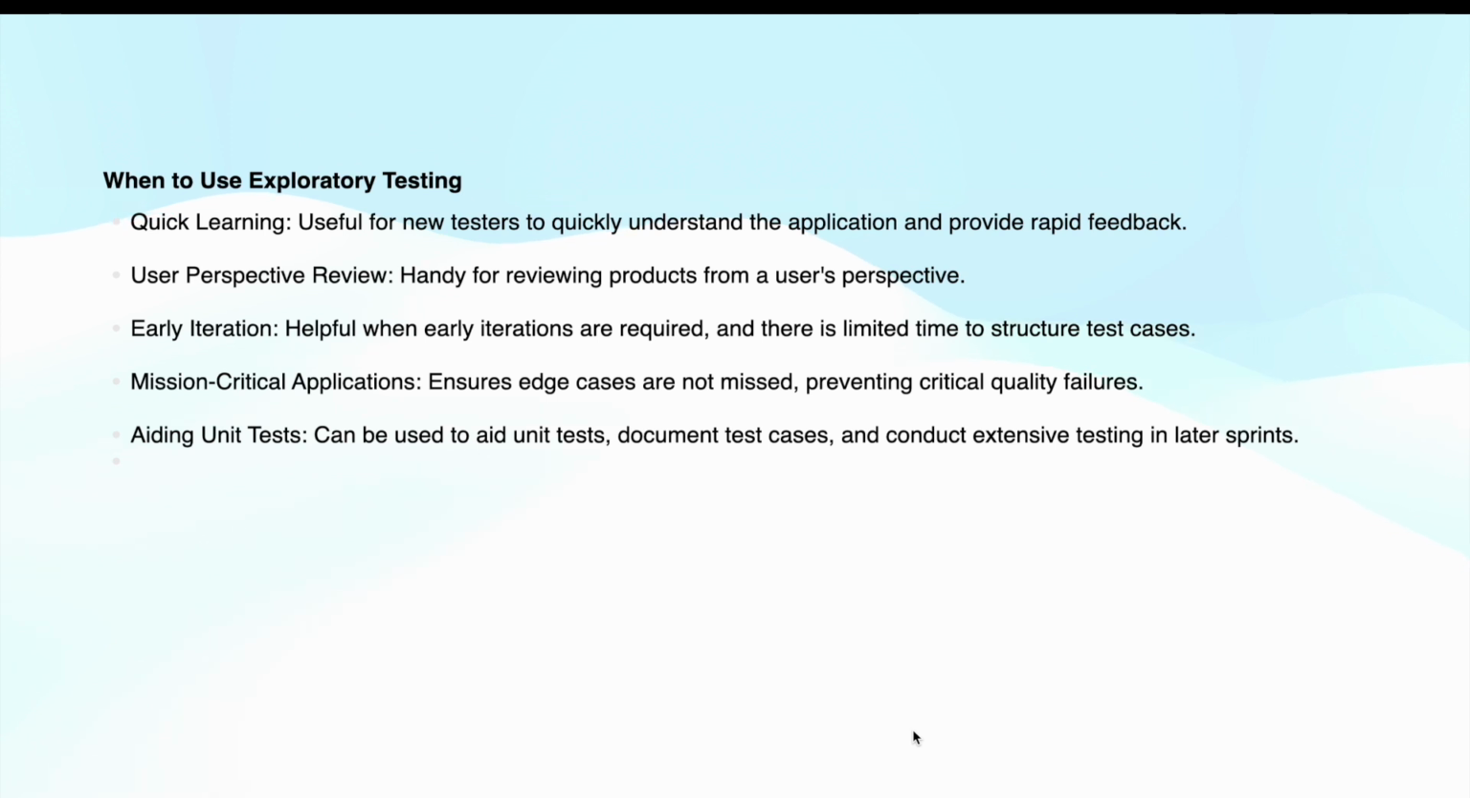Third is early iteration, helpful when early iterations are required and there is limited time to structure test cases. Fourth is mission critical application, ensuring edge cases are not missed, preventing critical quality failure. Fifth is adding unit tests. It can be used to add unit tests, documented test cases and conduct extensive testing in later sprints.